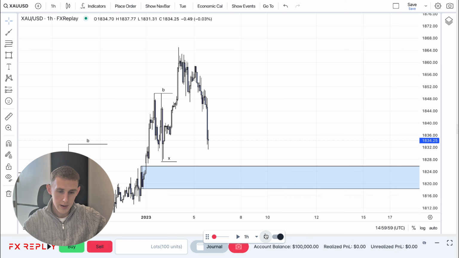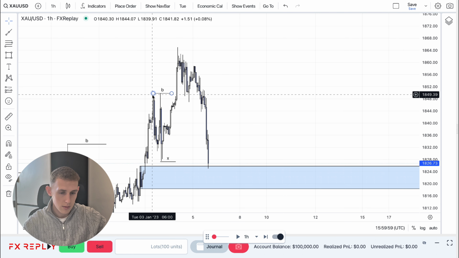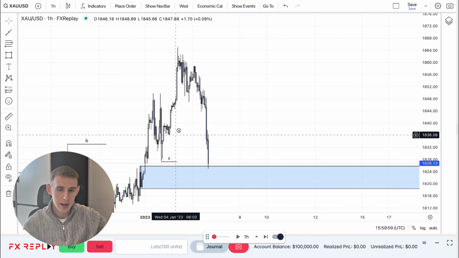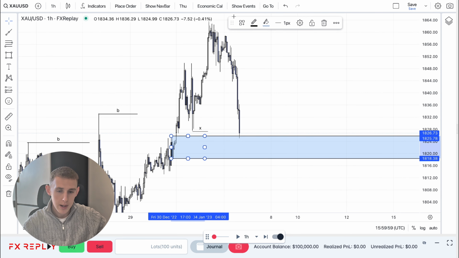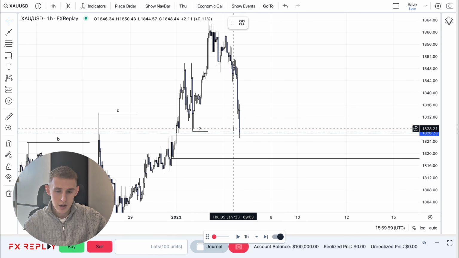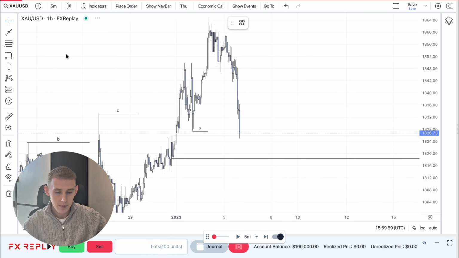Yeah, so there we go. We've had a sweep of these previous lows into higher time frame demand. Most people are probably going to be selling now because they're going to see this as a break of structure. That is when we go down and we look for some potential buys again on the 5 minute.